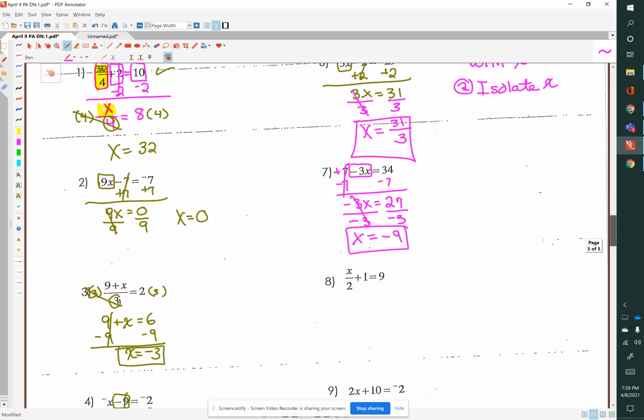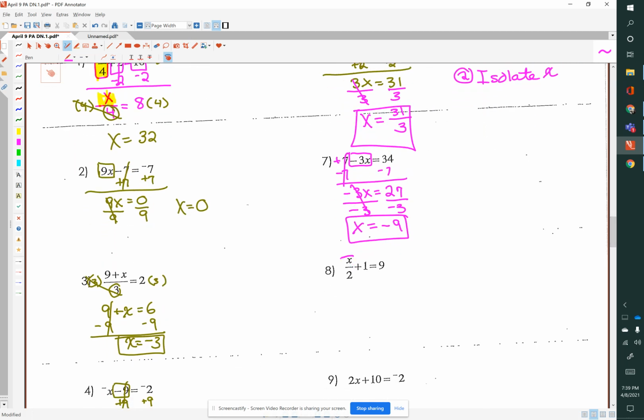Okay, so number 8. I have the term x divided by 2 plus 1 equals 9. So I want to isolate that x divided by 2, so I'll subtract 1 from both sides of the equation. That means I have x divided by 2 equals 8. And when I have x being divided by something, I want to multiply by the denominator. And whatever I do to one side, I do to the other. And now x equals 16.